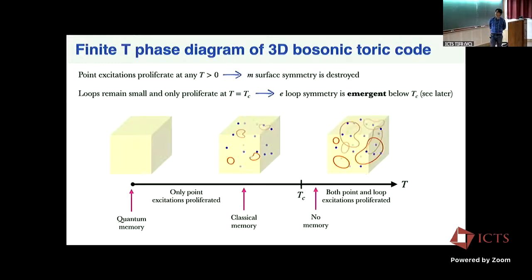But what happens at finite temperature is that we still have this issue of proliferating excitations: the point-like excitations immediately proliferate for the same reason as before, and they destroy one of the symmetries, so this membrane symmetry is no longer well-defined at finite temperature. On the other hand, we did gain something. These loop-like excitations, as was mentioned before, no longer proliferate immediately. They only proliferate at some finite critical temperature, Tc. Below Tc, the typical loops you see in the thermal state are pretty small, logarithmic in system size. You do have a critical point here.